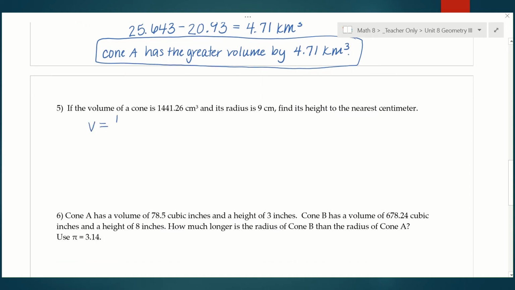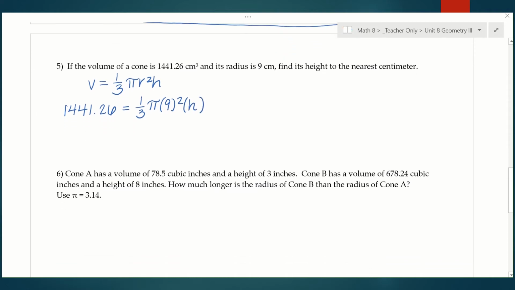We're going to start with our formula for a cone. And what we're going to do is plug into that formula everything that's given to us. Okay, so we are given the volume. So I'm going to put that in place of V in my formula. I'm going to bring down my 1/3. They are saying to the nearest centimeter, which means we are rounding, so we're going to be using our pi key. They tell me that the radius is 9. And the height is what I don't know, so I'm just going to leave that as h.